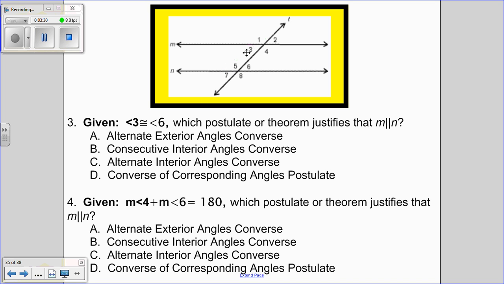Given angle 3 is congruent with angle 6, so here's 3 again, here's 6. Which postulate or theorem justifies that M is parallel with N? So now when I look at the placement of 3 and 6 together, they're related because they are alternate interior angles. They're alternate interior angles because they're on opposite sides of the transversal, and they're both inside the two lines. So based off the alternate interior angles converse, which is C, we can say that M is parallel with N.